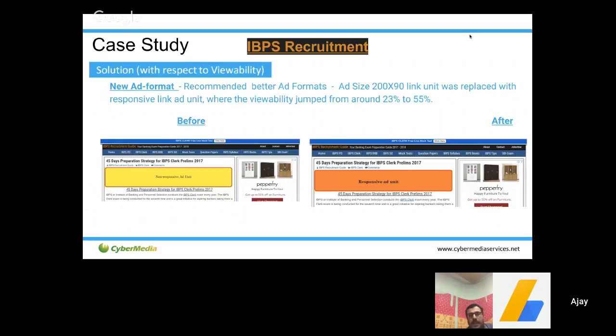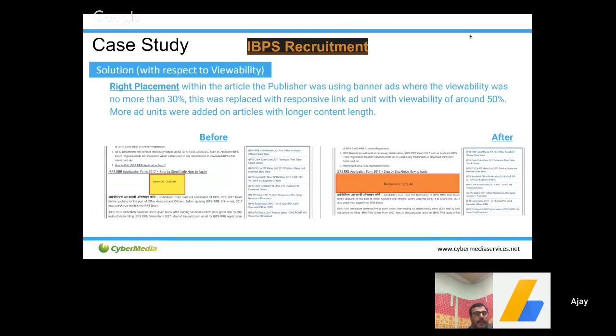So we replaced the link ad units with the responsive ones, and we really saw the jump in viewability from 23% to 55%. Next slide, please. The next recommendation that we did was right placement. Within the article, the publisher was using banner ads where the viewability was not more than 30%. This was replaced with a responsive link ad unit, and we saw the jump in viewability to around 50%. And more ad units were also added for longer content or longer length of pages.